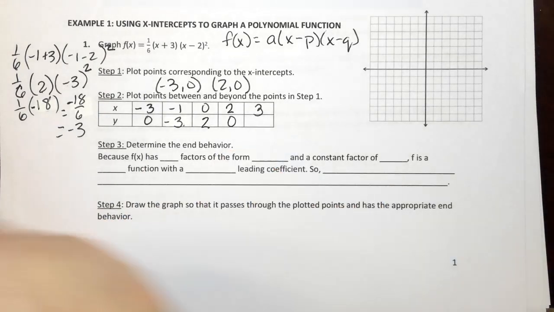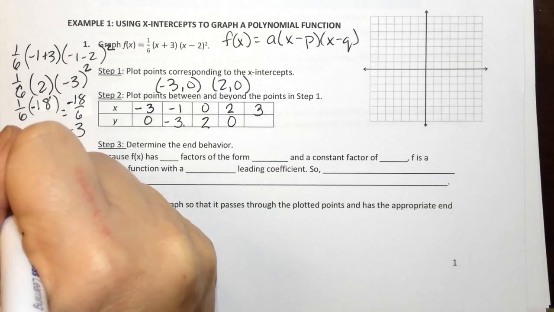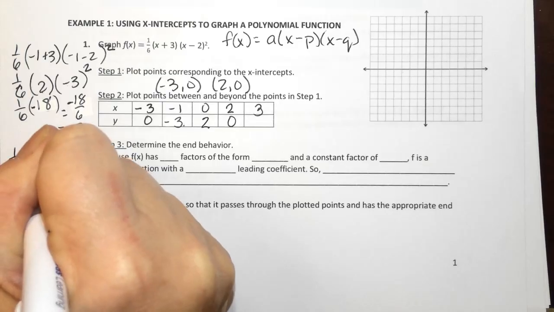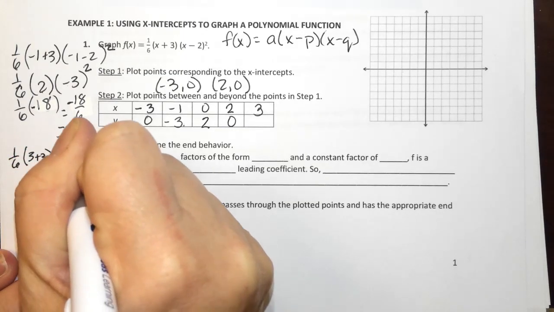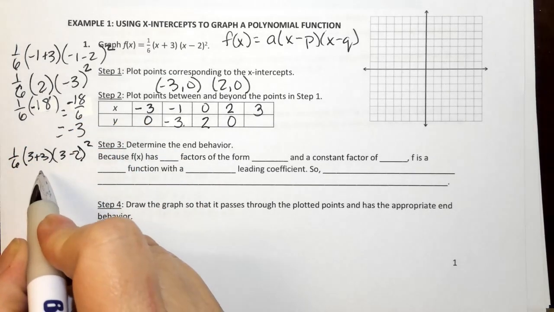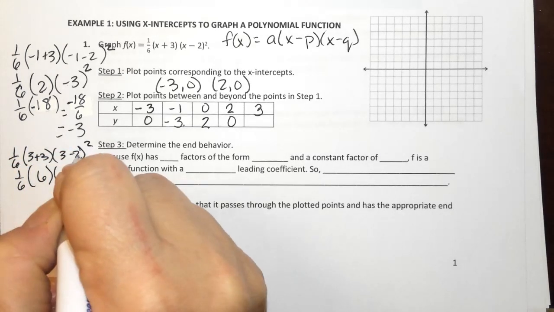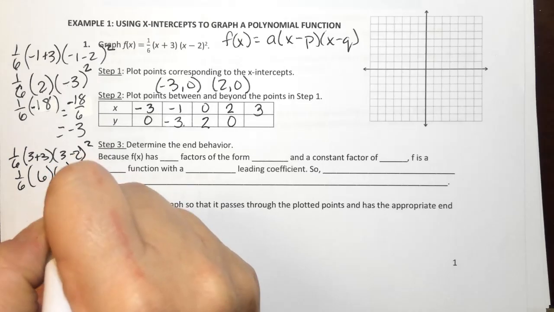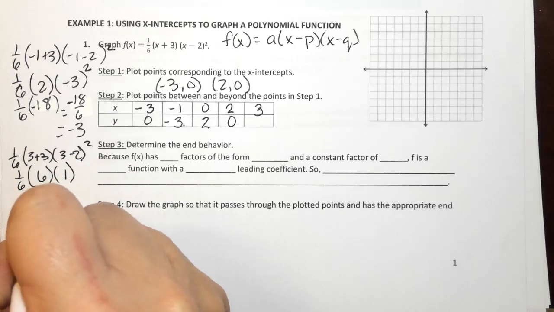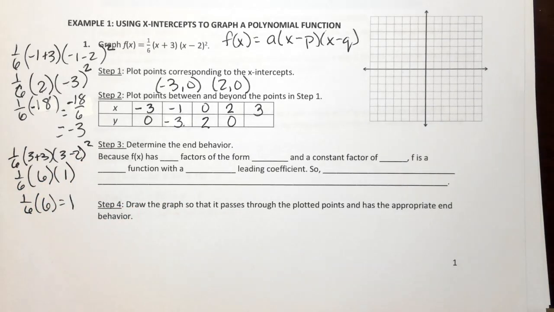Okay, so last one, we're going to plug in 3. So we have 1/6, 3 plus 3, 3 minus 2, and squared. So 3 plus 3 gives us 6. 3 minus 2 gives us 1. 1 squared is 1. So 1/6 times 6 would equal 1.